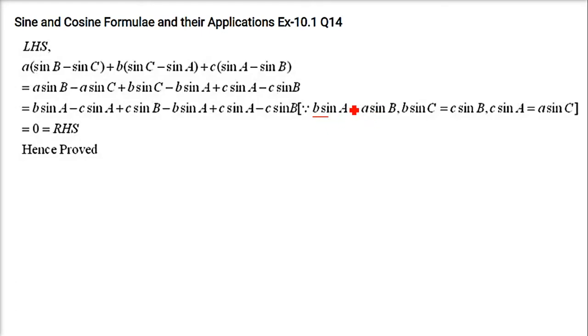So b sin a, if you want to write this as a sin b, now put a sin b as b sin a. So when you put b sin a, this gets cancelled. In place of a sin c, you can write c sin a. If you write c sin a, this and this gets cancelled. In place of b sin c, you can write this b sin c as c sin b. When you write c sin b, this and this gets cancelled. So 0 will be there.